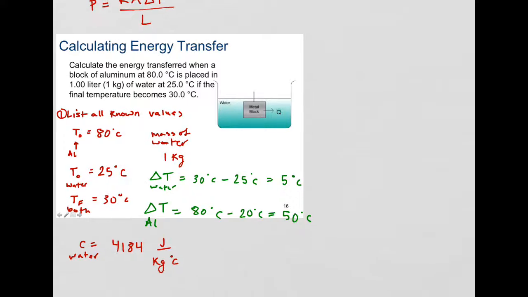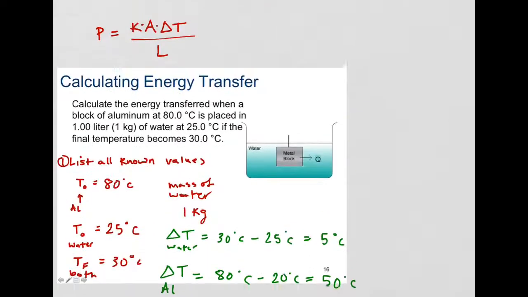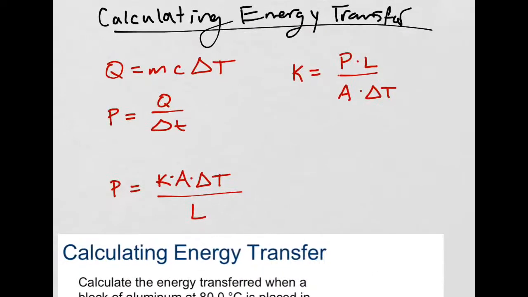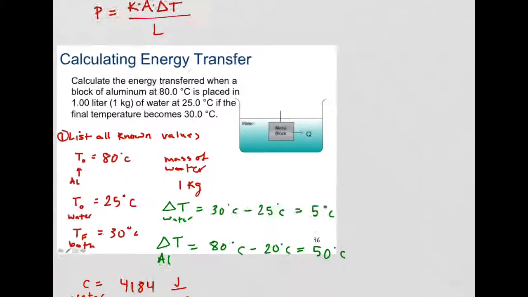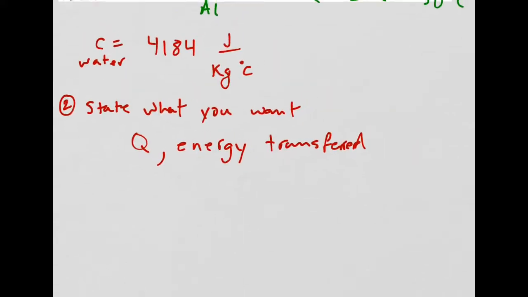Well, let's go on to step 2. Geez, this is a long video. So step 2, I'm going to say it's to state what you want. So you have to reread the question. Calculate the energy transferred. So I want Q. I want the energy transferred. So I'm going to have to use this. And we already decided that, but that's actually step 3. So Q, energy transferred. That's what I want.